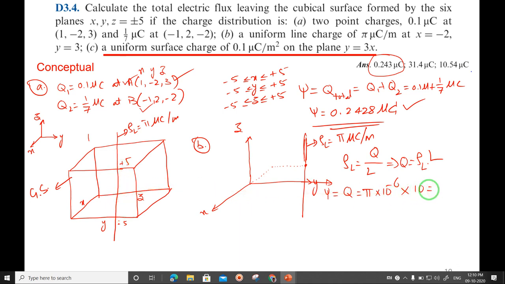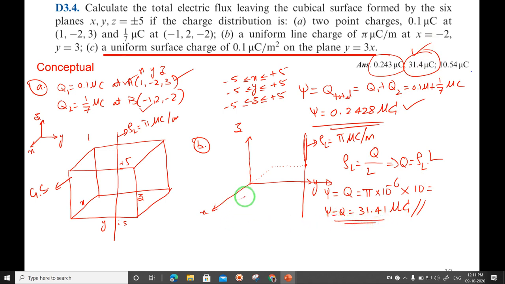Pi is 3.14, so just multiply 10 into pi. I am getting 31.41. So psi equal to Q, that is equal to 31.41 microcoulombs. So part B is over.